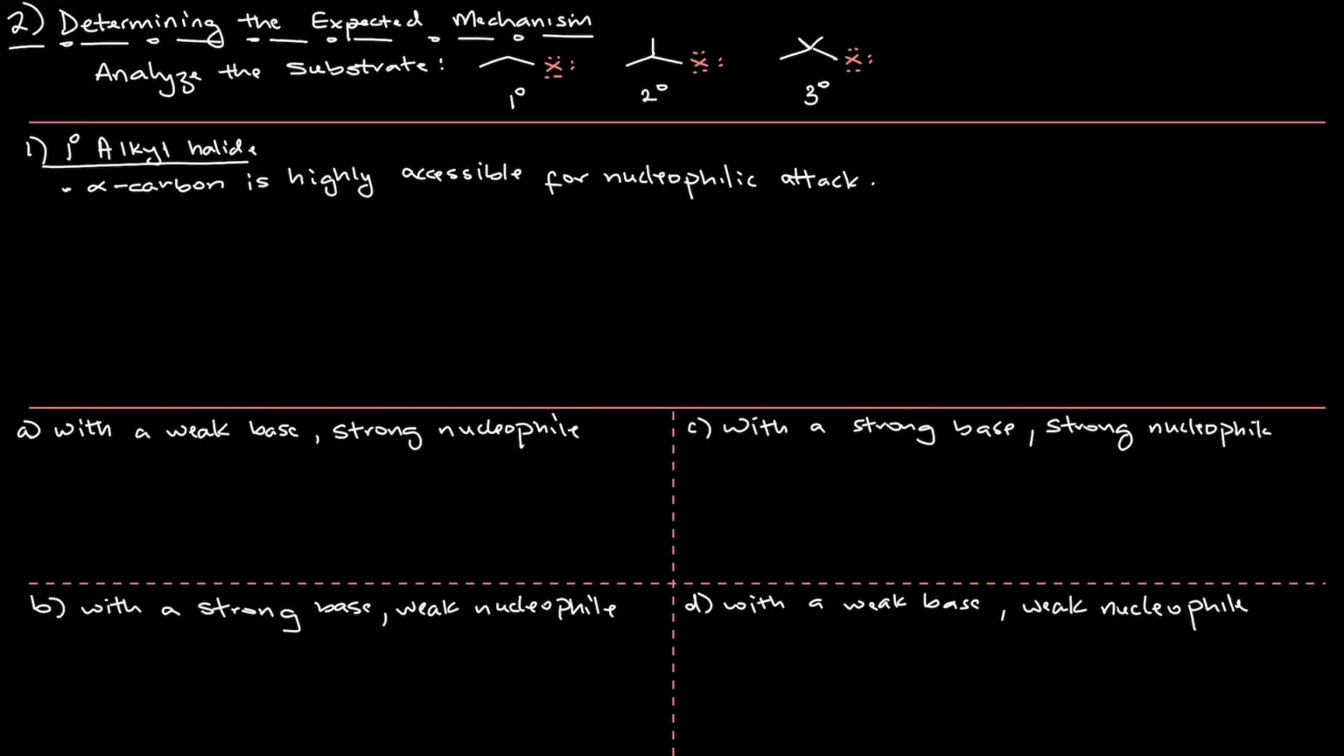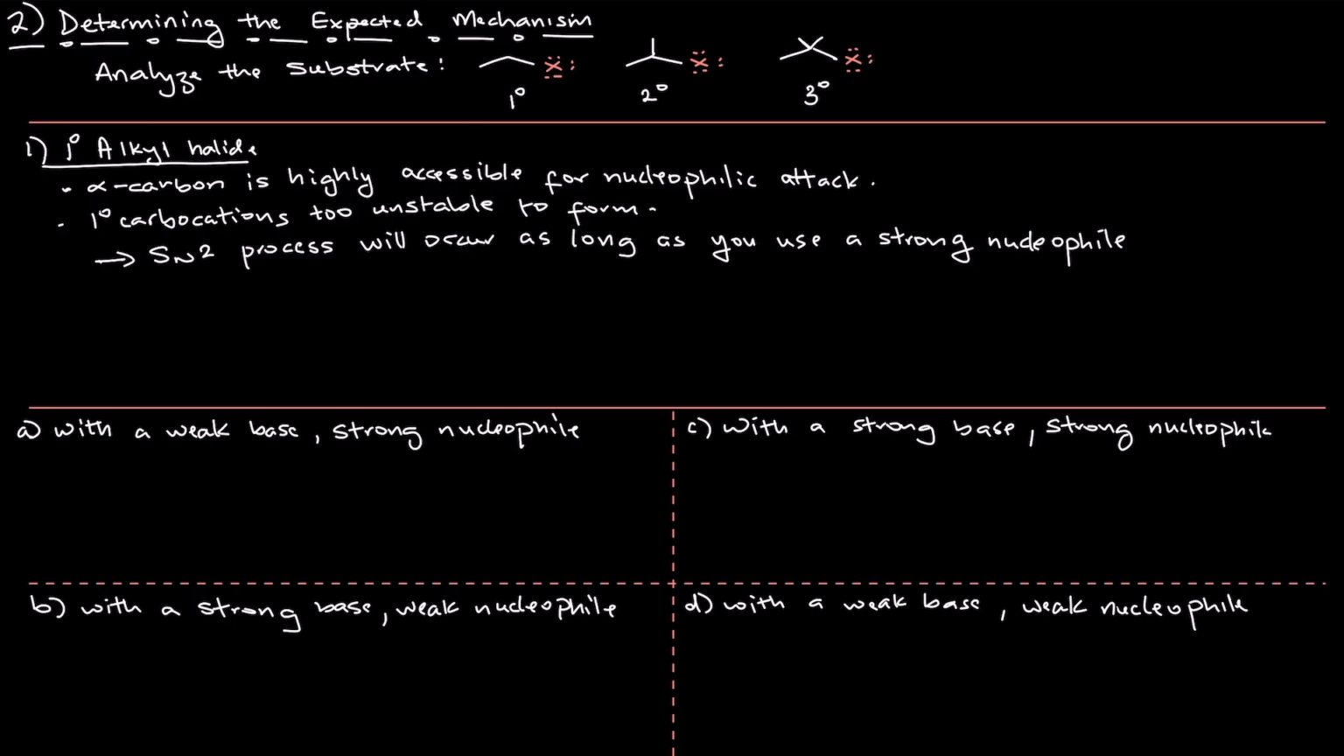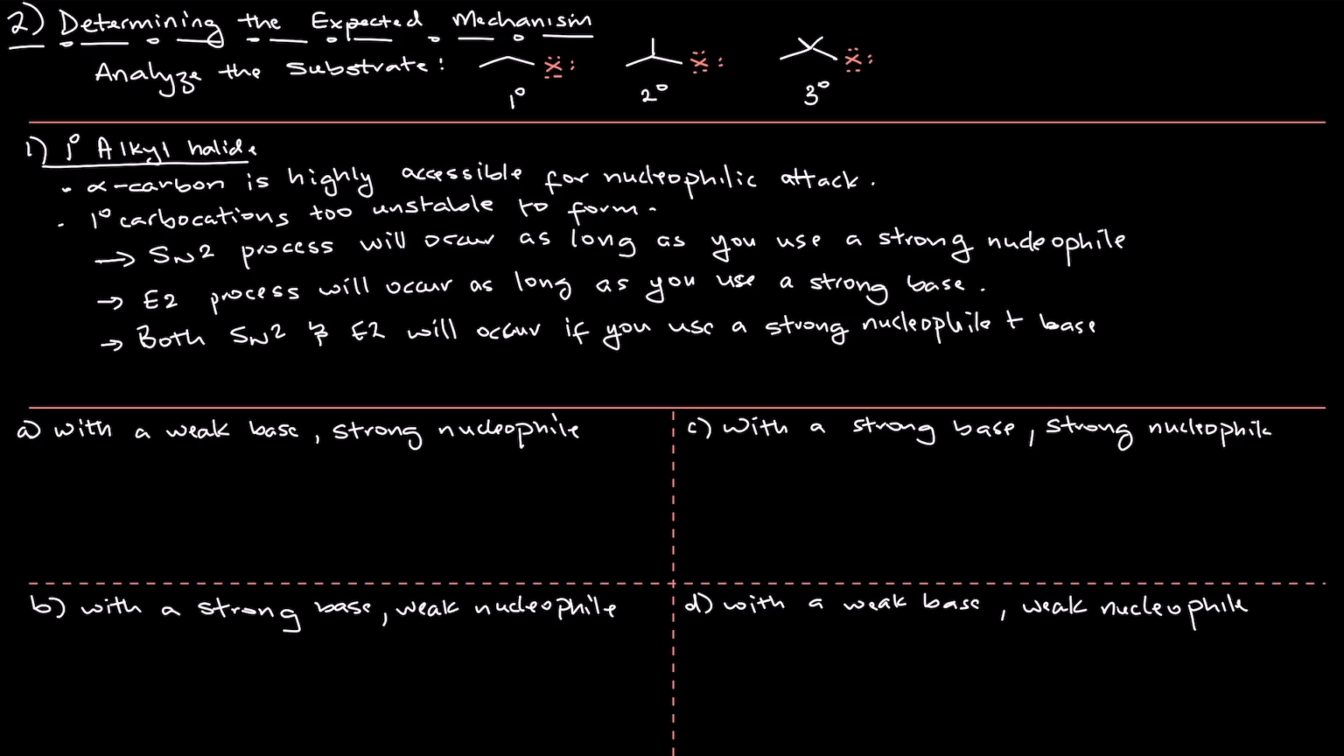The first thing about primary alkyl halides that we always have to know is that the alpha carbon on the primary alkyl halide is highly accessible for nucleophilic attack. However, a primary carbocation is too unstable to form. So this has some implications. The first implication is that the SN2 process will occur as long as you use a strong enough nucleophile. And the E2 process will also occur as long as you use a strong base. And then if you use a reagent that is classified as a strong nucleophile and a strong base, then both your SN2 and your E2 will occur.